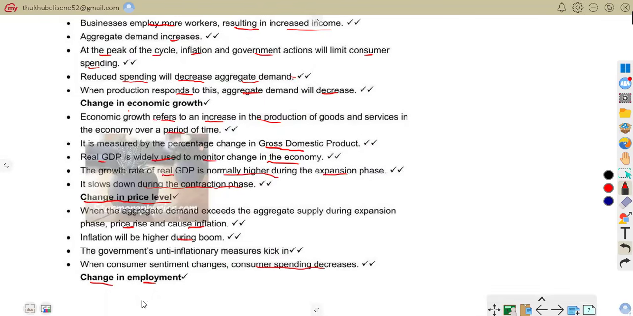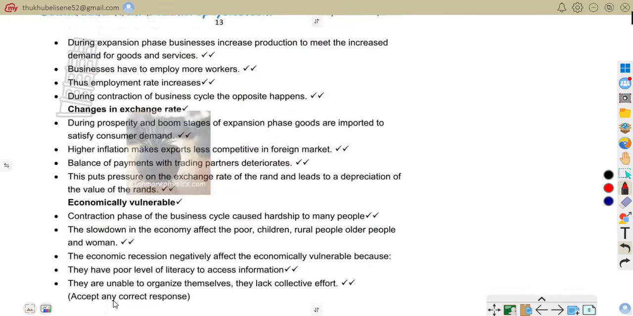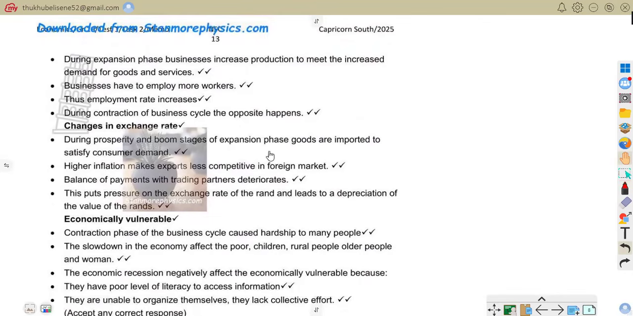Let us move on to change in employment. During the expansion phase, businesses increase production to meet increased demand for goods and services. So firms produce more to meet the rising demand, and businesses have to employ more workers.